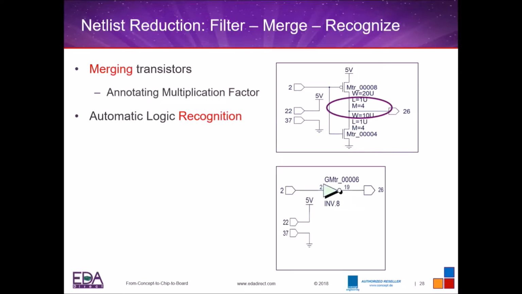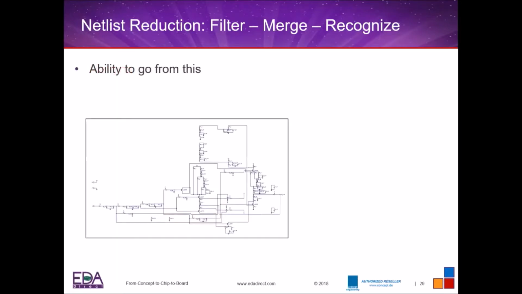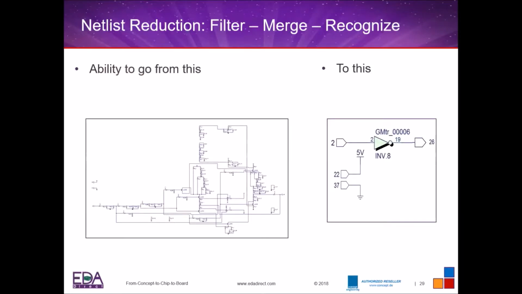And then one stage further, we can do automatic logic recognition. We can change this transistor into an inverter symbol. So in summary, we have the ability to go from something this complicated into something like this very quickly with a few switches and a few drag and drops.